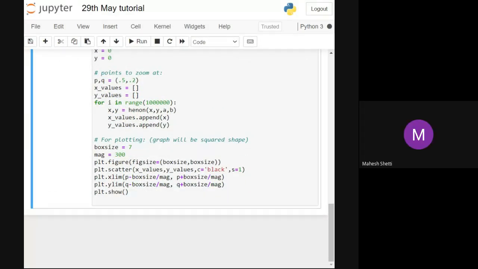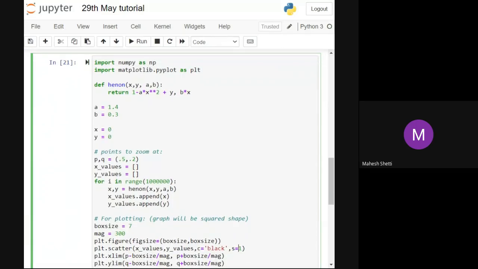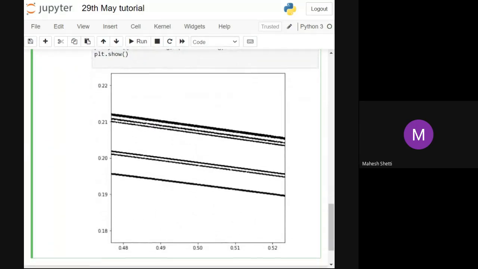It will take time to run. It will come. Because see, it has come. Yeah.